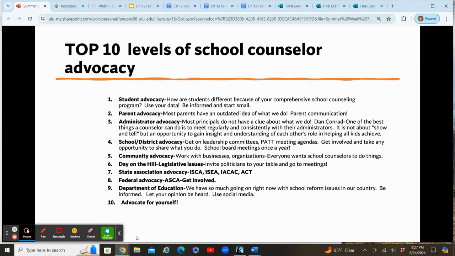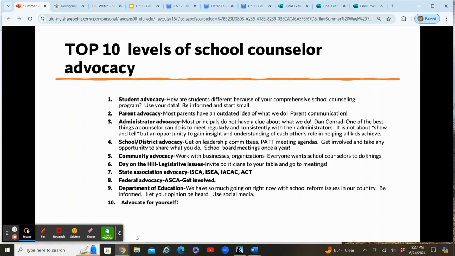Administrator advocacy. Most principals don't even have a clue about what we do. Dan Conrad, one of our central office administrators, gave a really great quote. He said, one of the best things a counselor can do is to meet regularly and consistently with their administrators. It's not about show and tell, but an opportunity to gain insight and understanding of each other's role in helping all kids achieve. I thought he put it very well: you are going to share what you're doing so that administrators know, but it's also to help gain insight and understanding of each other's role.